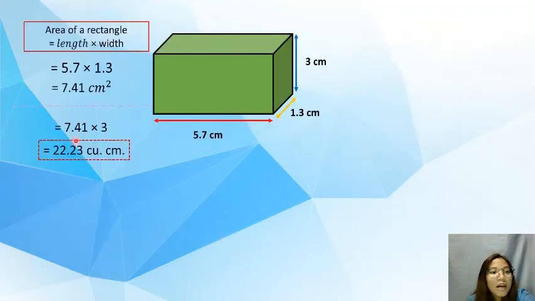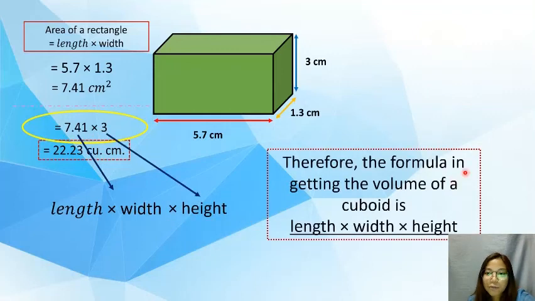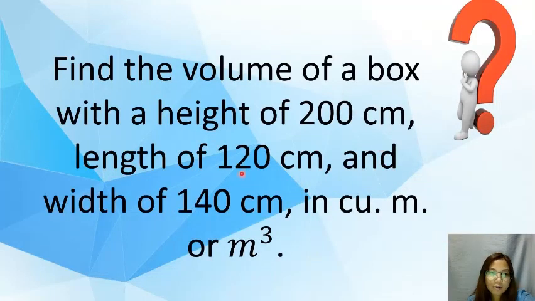Now, to get the volume of the cuboid, we need this part. 7.41 is the area of a rectangle, which is length times width, while this 3 is our height. So we're going to multiply it by height. Therefore, the formula in getting the volume of a cuboid is length times width times height. So remember this one, length times width times height. So let's try to apply it by solving this problem.